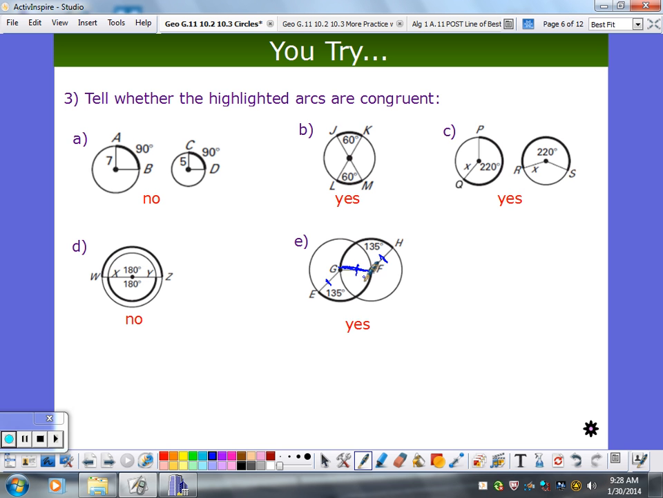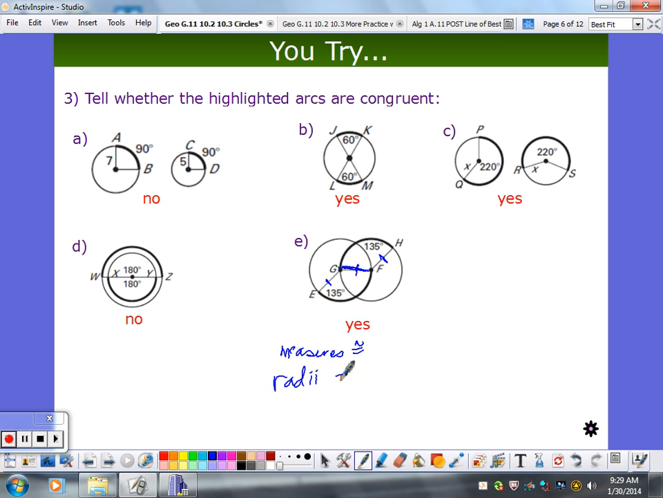Right. So first of all, the measures are the same. This measure means that this one is 135. This measure is 135. So that part's okay. So the measures are congruent. That's my first thing. And now I have to look at my radii. Are they congruent circles? Because this one is the same as that one. The radii are congruent, but it's the radius of that circle, so they're all congruent. So the radii are congruent.